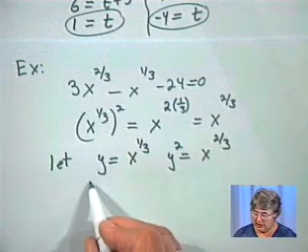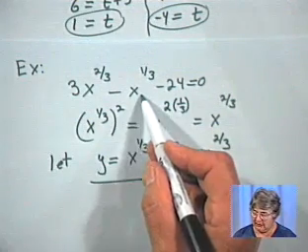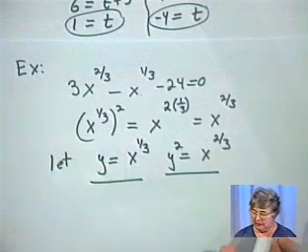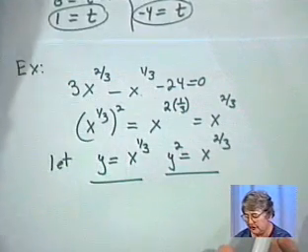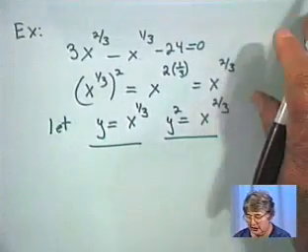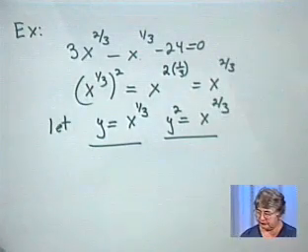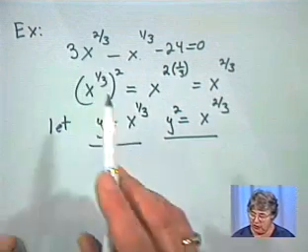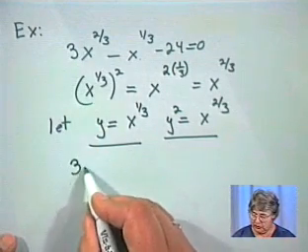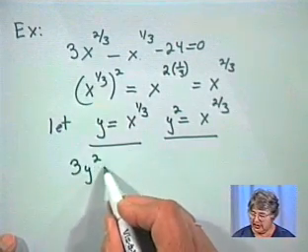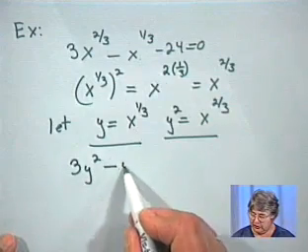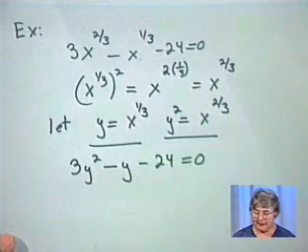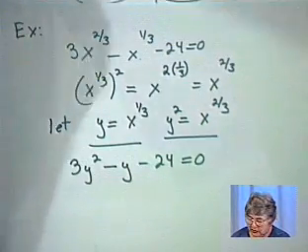So here we go. This is one of the variables that we have here, x to the 1/3. x to the 2/3 is the other variable that we have here. Not the other variable, but the other form of the variable. So let's substitute x to the 2/3 instead. For that, we're going to have 3y squared minus x to the 1/3, which would be a y, minus 24 equals 0. Okay? All right.